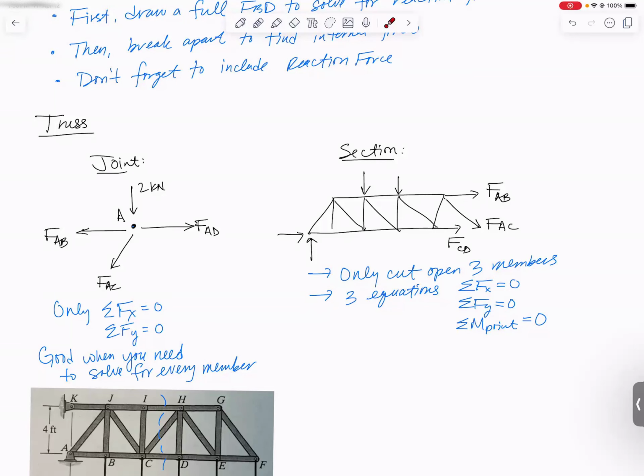So it's crucial with sections that you first find the reaction forces before you start cutting it open, because now we've discarded the other half of the truss, and without it, we would never be able to find these reaction forces. We do have to sum moments.